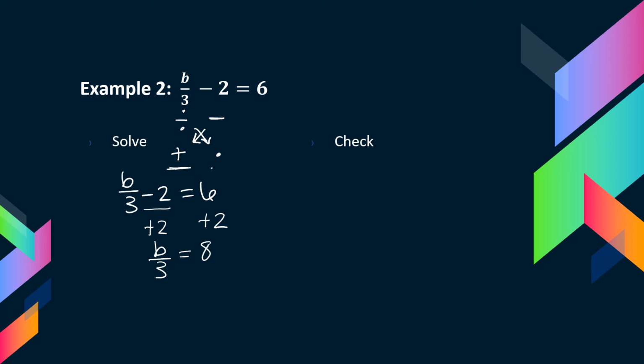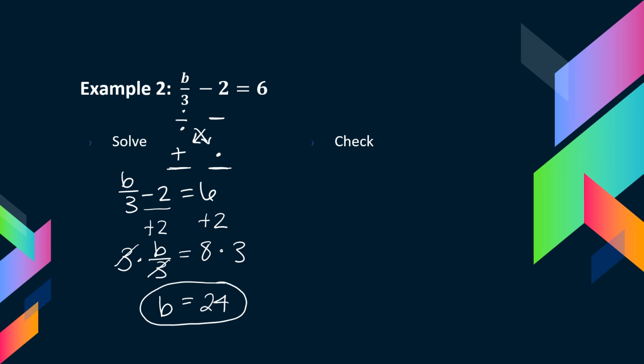Then we're going to do that multiplication we talked about. That's going to undo this division. So we're going to multiply both sides by 3. On the left-hand side, those 3's are going to cancel out, leaving b by itself. And then 8 times 3 is going to get us 24. Since our variable is by itself, we have completed solving the equation.